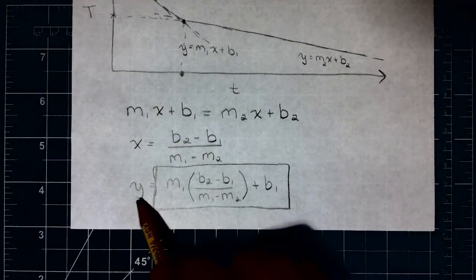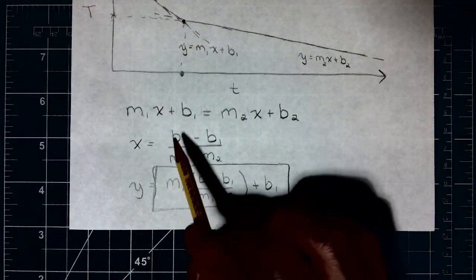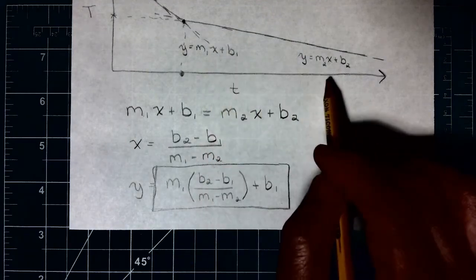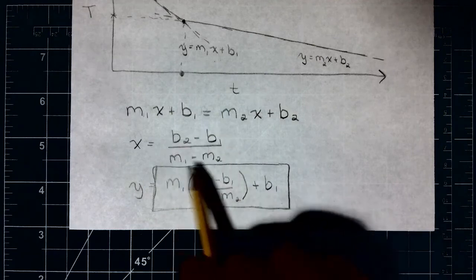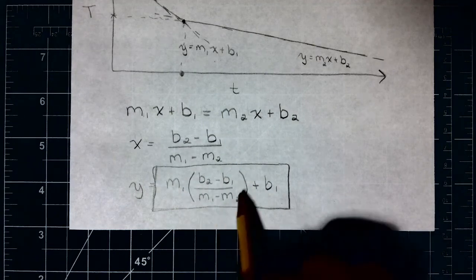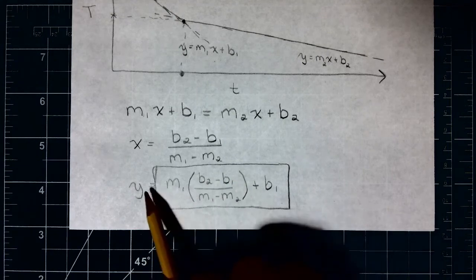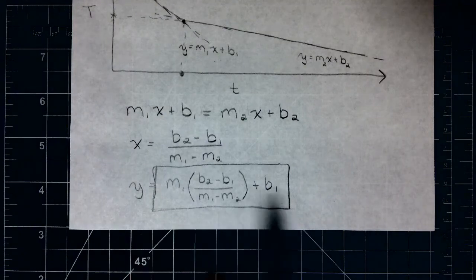And if I want to know the y value, this point right here, I'm going to take the x value that I calculated and plug it into either one of these equations. So I chose to plug it into this one. I just took the output of what was x and plugged it into that equation to give me the temperature at which it froze.